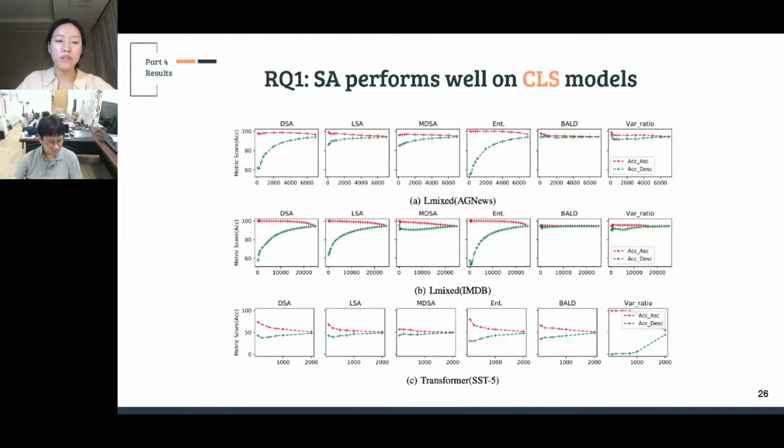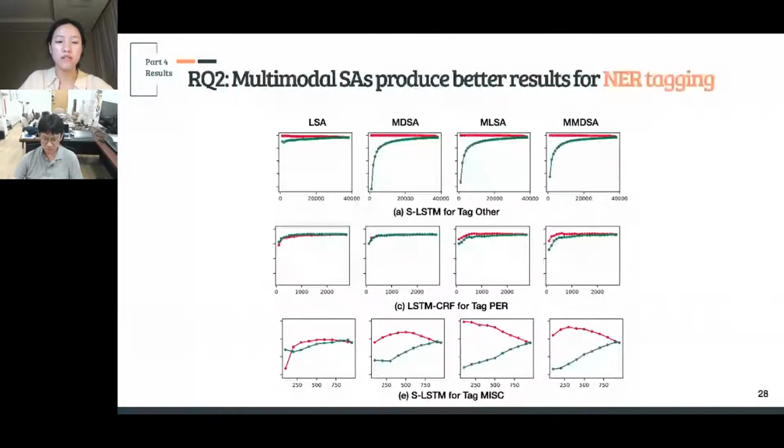For NER models, the multimodal variants showed improved behavior compared to their unimodal counterparts. For example, MLSA distinguished OD inputs for the other tag with SLSCM. We can see LSA and MLSA in figure A, or in figure E, onto its cross accuracy lines. It means that the new metrics can accurately prioritize tokens that will be mislabeled by the model.